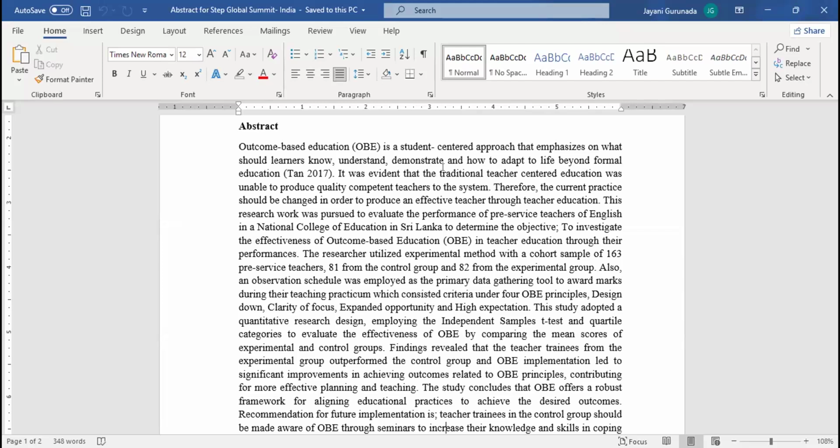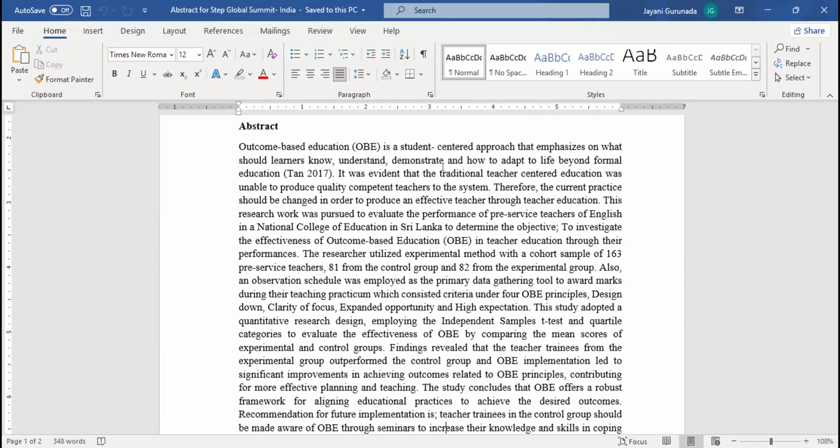It was evident that the traditional teacher-centered education was unable to produce quality competent teachers. This is like the gap. So the gap, now we are doing research to fill the gaps. We always do research to fill a gap. So this is my gap. Then what am I doing to fill the gap? Therefore, the current practice should be changed in order to produce an effective teacher through teacher education. So this is what I am going to do.